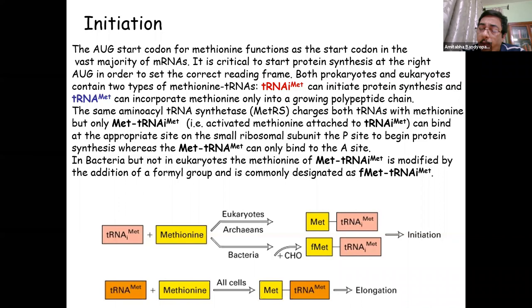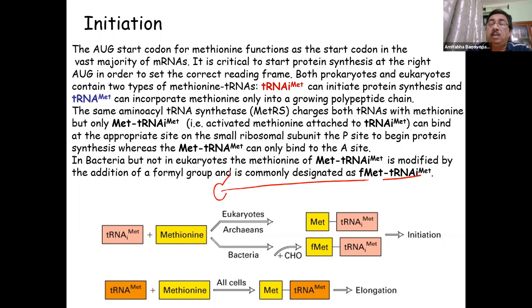So let us put it up front that the ribosome is recruited to the RNA. If it is eukaryotes, the ribosome will be recruited at the cap site. If it is prokaryote, then the ribosome will be recruited at the Shine-Dalgarno sequence.